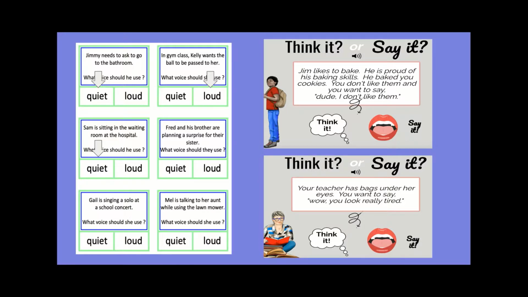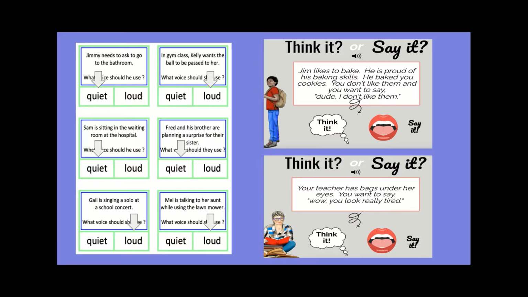Fred and his brother are planning a surprise for their sister. When you're planning a surprise, you want to keep it secret. So they're going to use whisper voices. They're probably going to talk quiet. All right. Ooh, Gail is singing a solo at a school concert. So she's in presentation mode because she's performing for more than a few people and she's singing, so she's going to use a loud voice. Mel is talking to her aunt while using the lawnmower. If you guys have ever used a lawnmower before, they are extremely loud. So if Mel is trying to talk over the sound of the lawnmower, she's going to use a loud voice.